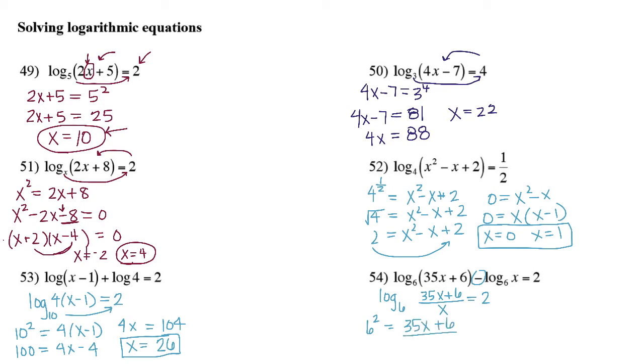Now, please don't try to cancel this x here and this x here. You cannot do that. The algebra police will come and beat you upside the head, so don't do that. What we do need to do is go ahead and square 6, so we have 36, and we should have some kind of equation we can set up and solve here. Since x is in the denominator, I will multiply that over. So 36x equals 35x + 6, and if we move our 35x over to the other side, we see that x is 6.